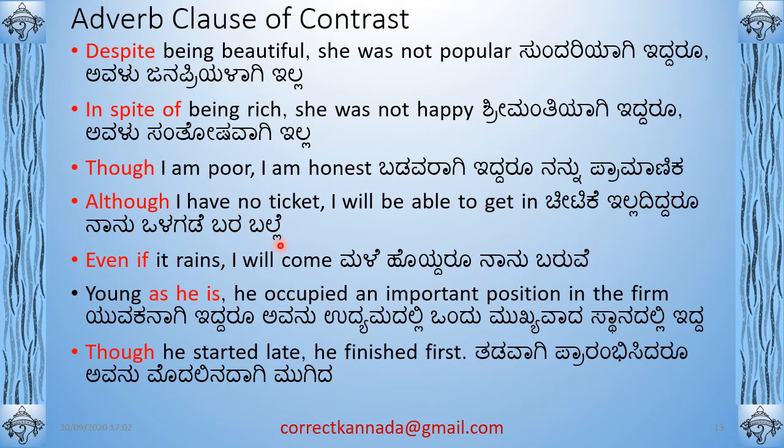ಬಲ್ಲೆ is like I am capable. Okay, we have seen this conjugation. So ನಾನು ಬರಬಲ್ಲೆ. Even if it rains, I will come. ಮಳೆ ಹೊಯ್ದರೂ ನಾನು ಬರುವೆ. So ಹೊಯ್ಯು is to pour. Okay, so it's typically used for rain. Hoyu is a verb for pour. Hoidaru, right? Even if it rains.